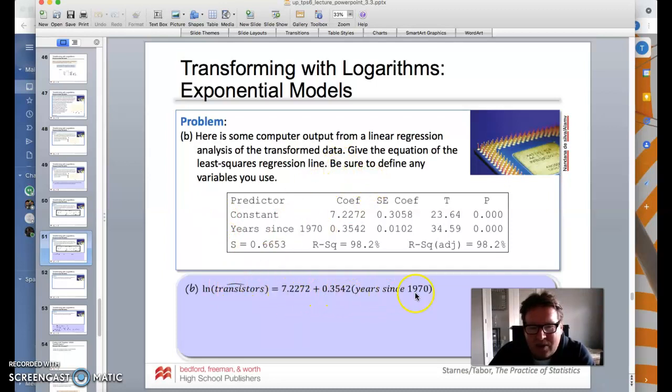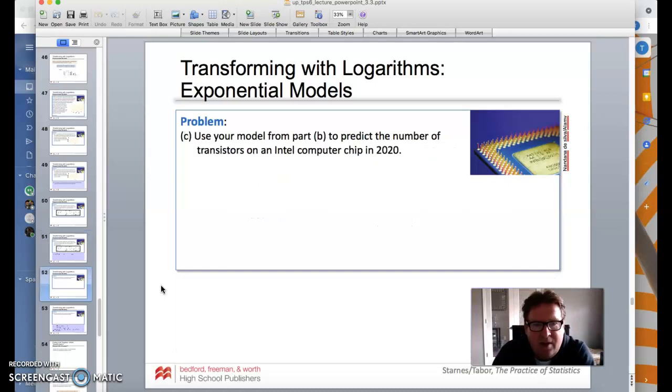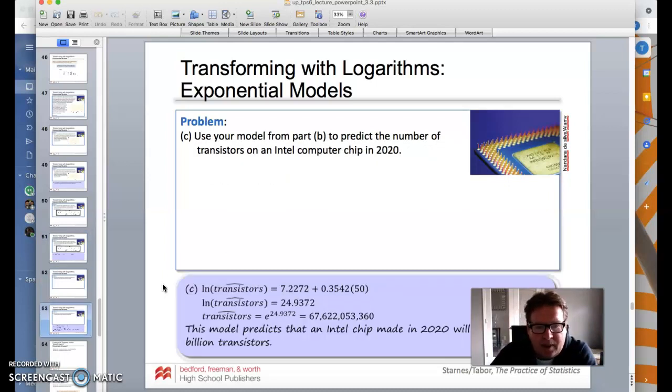And then, of course, this is the year since 1970. So again, remember, we just took the natural log of the y variable. Okay. All right. So here we go. Let's use that model. Now, once again, if it's 2020, that's 50 years since 1970. So we put a 50 in there.